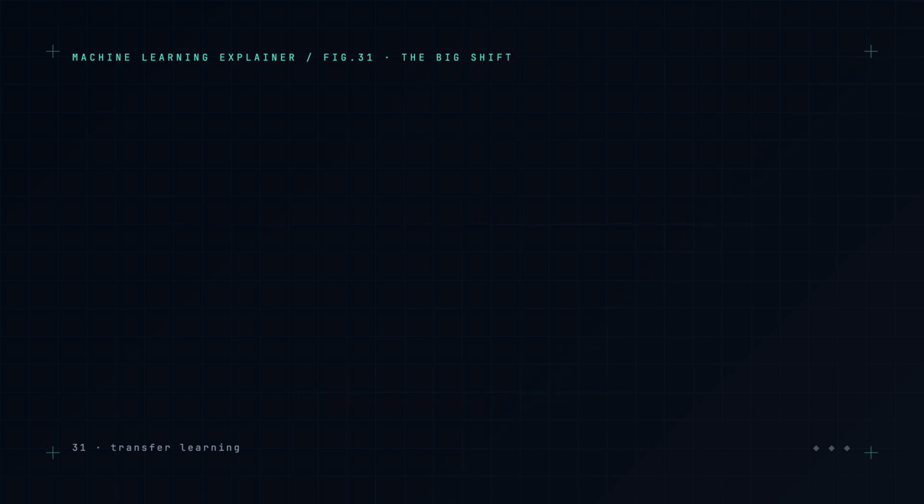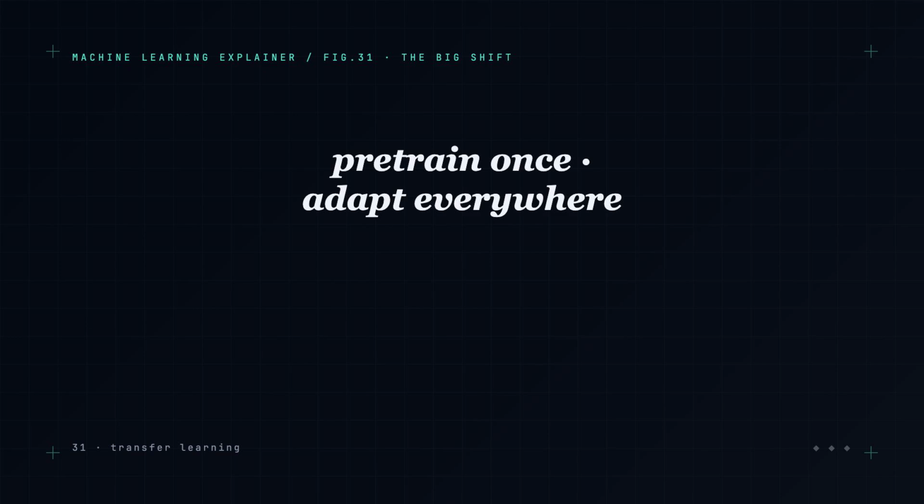Step back and a principle defines the modern era: pre-train once, adapt everywhere. The heavy general learning happens a handful of times at vast scale. Everyone else stands on those shoulders, fine-tuning, adapting, or simply prompting. It's why small teams can now build with capabilities that once required a research lab.